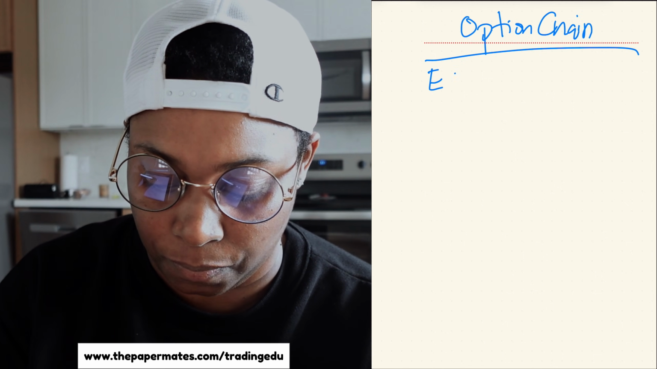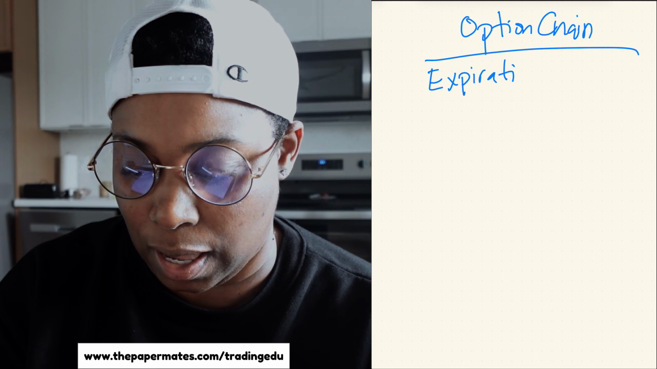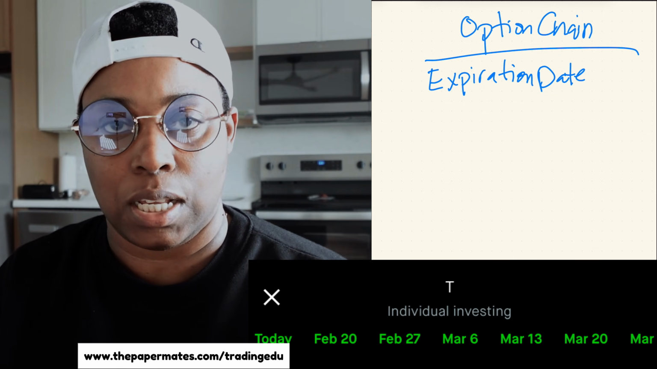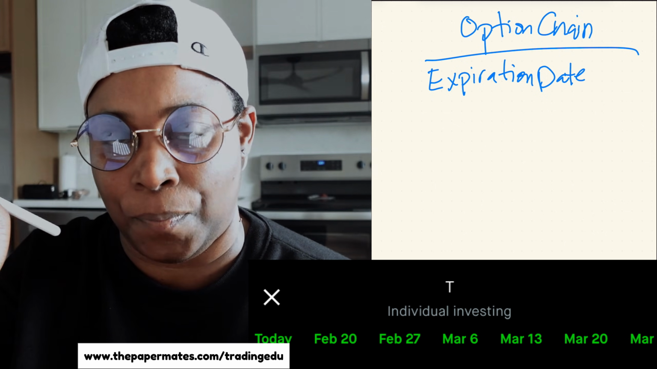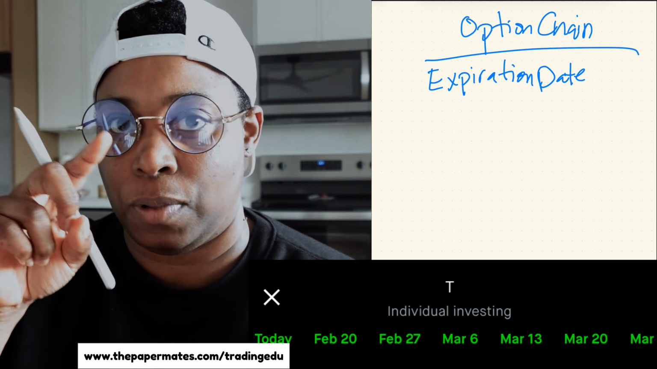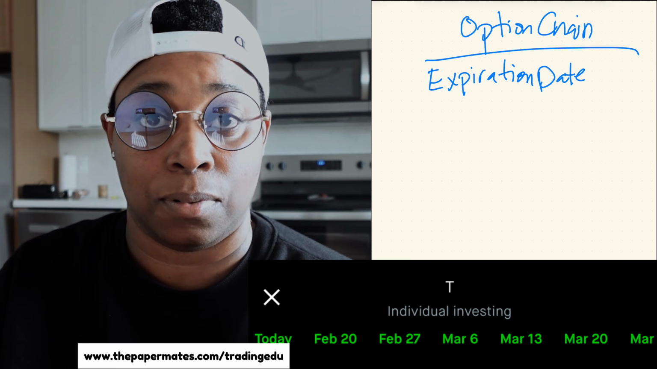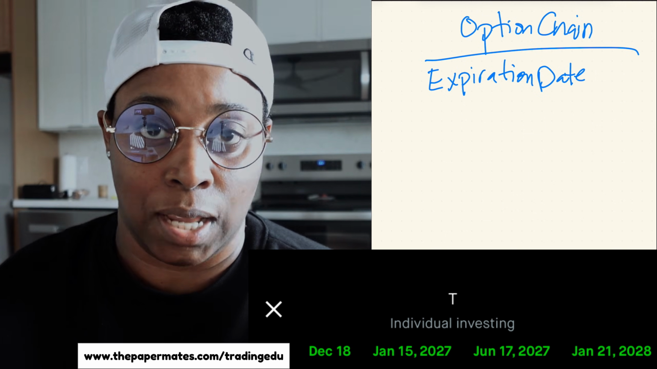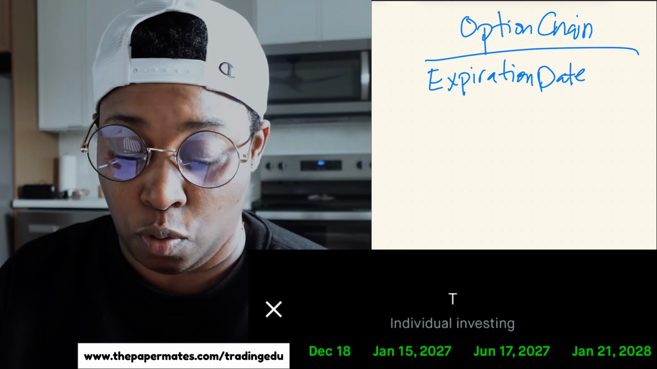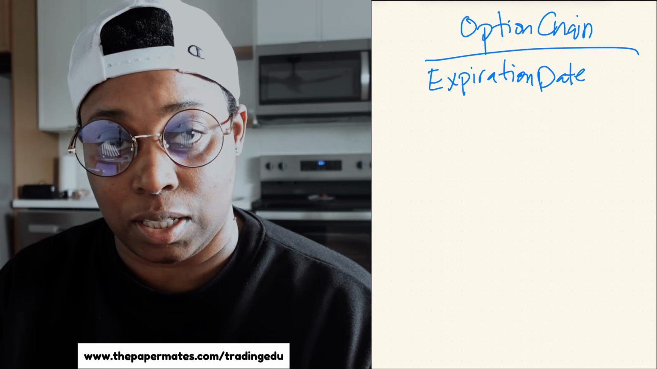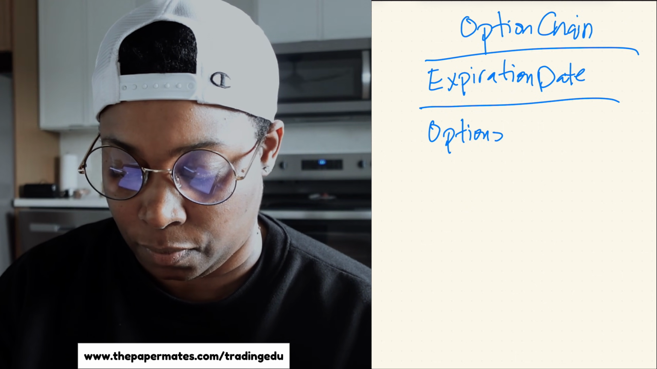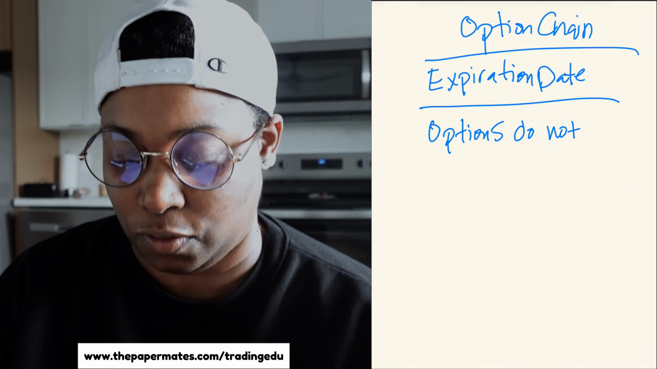The first one we're going to look at is the expiration date. If you have something like Robinhood and you've ever taken the time to look at the option chain, you will notice at the very top it has a bunch of dates, and you will be able to scroll all the way out to dates in 2027 and 2028. These are expiration dates. When you are trading, something to understand is that these options do not last forever.